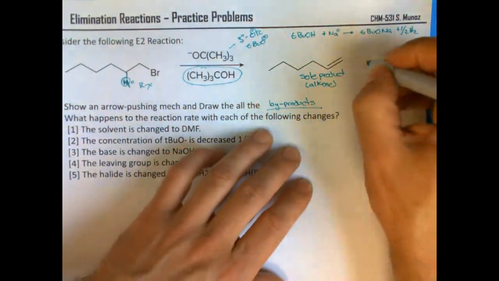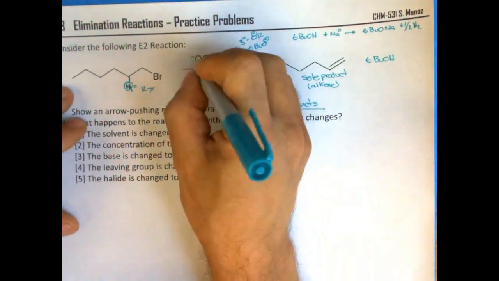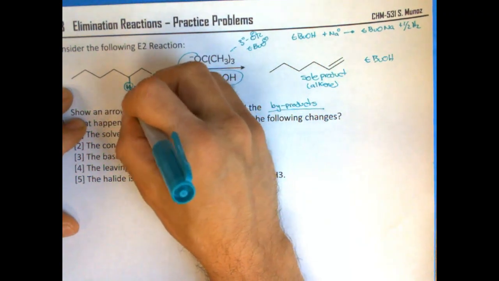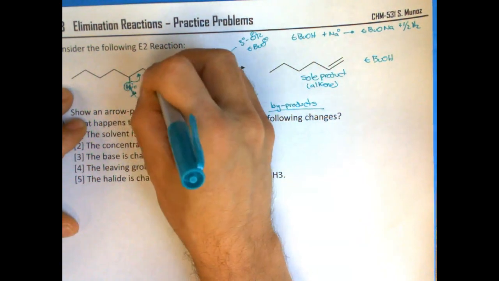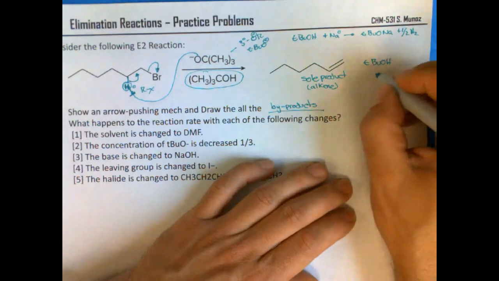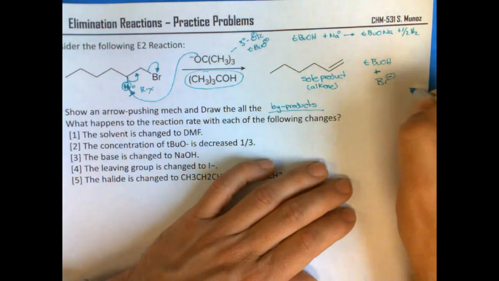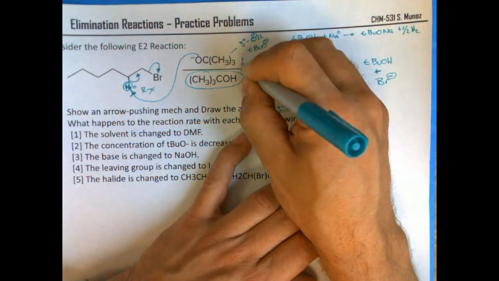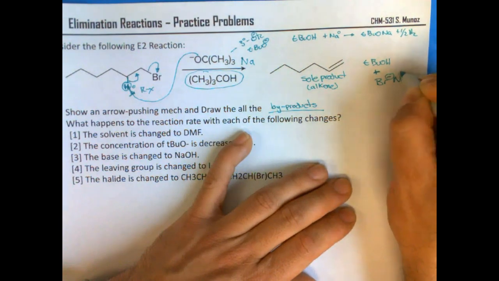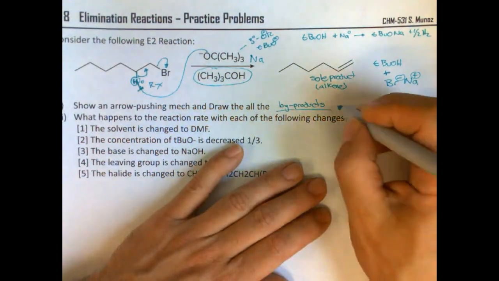However, what it means by the other byproducts, we also have t-butanol, because our arrow pushing would go something like this. We take that proton, we form a double bond, and finally we take out the bromide. So t-butanol plus bromide. And if you happen to know which is the countercation for the t-butoxide, let's assume it's sodium, so then it would be sodium bromide. So that takes care of that.